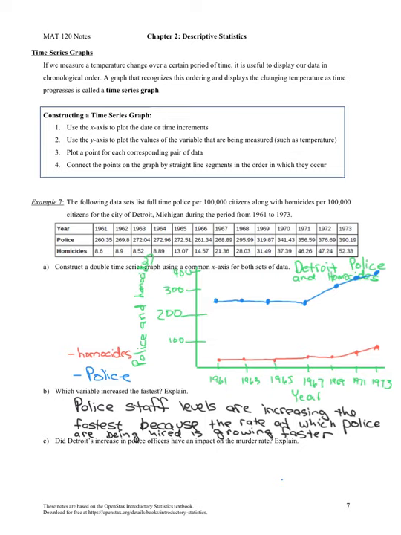For letter C, they ask us, did Detroit's increase in police officers have an impact on the murder rate? And truthfully, it's hard to see. We can see that there's an increase in police. We can see that there's an increase in the murder rate. Now, would the murder rate have been even higher if the police force hadn't been added to? That's hard to say. But perhaps the increased rate of homicides impacted the level of police staffing. So I would think that would be our best bet in this case.